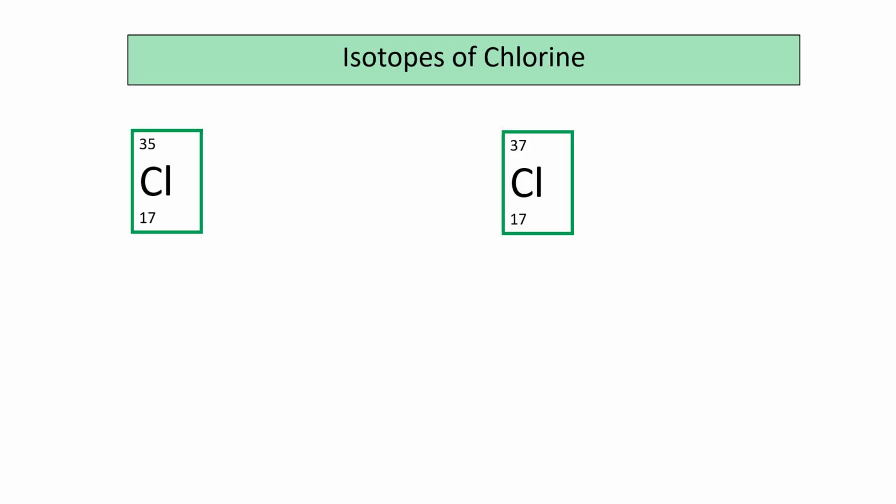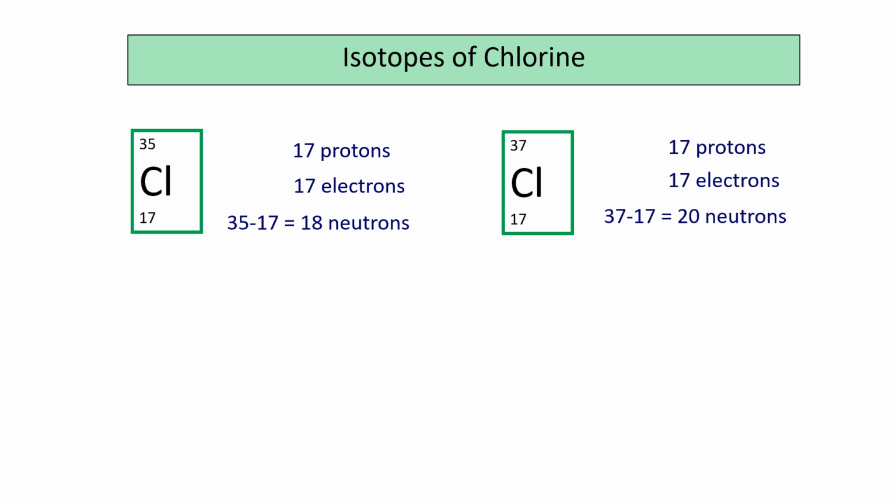In the previous task, it looked as though chlorine in fact had half a neutron, 18.5 in total, but this is in fact not the case. Chlorine actually exists as two isotopes, and what that means is that two types of chlorine atom actually exist in the universe. Some chlorine atoms have 18 neutrons, and some have 20 neutrons. So in fact, they exist as isotopes.